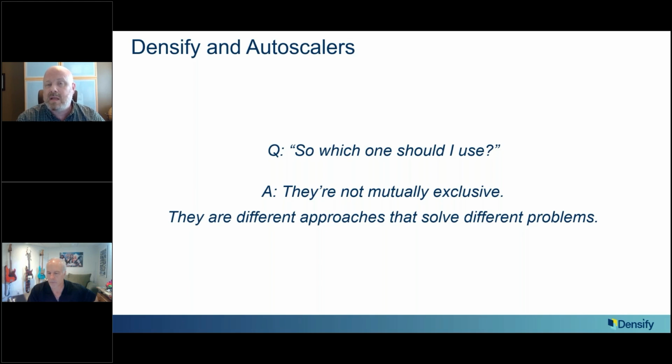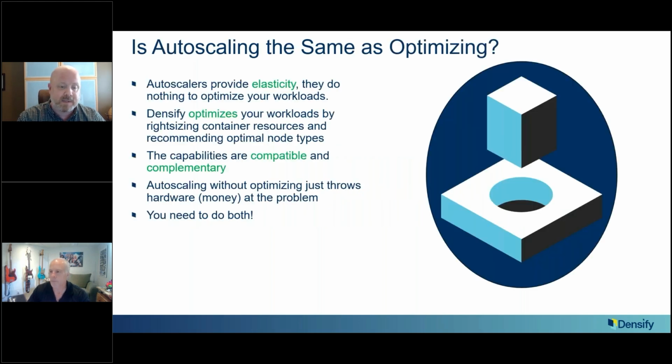They're all different solutions to different problems. And in pretty much every environment, you're going to want to use a mix of the autoscaling options and also have optimizations as part of the mix as well. So it's not an either-or decision. It's making sure that you've tailored your approach for your environment.